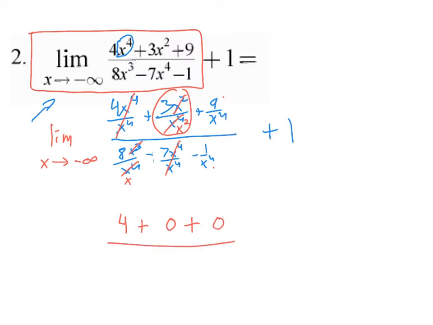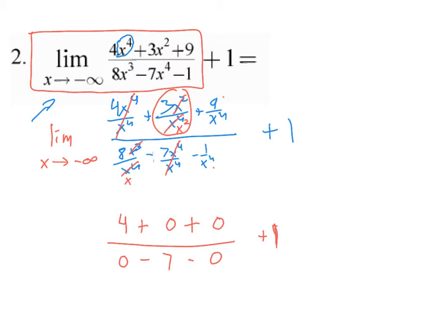On the bottom, 8 over x. X is going to get really big as well. 8's not that big. 8 divided by a really big number is going to turn into 0. Minus 7, the x's canceled out, so there's nothing happening there, but then also minus 0. And then later on we have this plus 1.